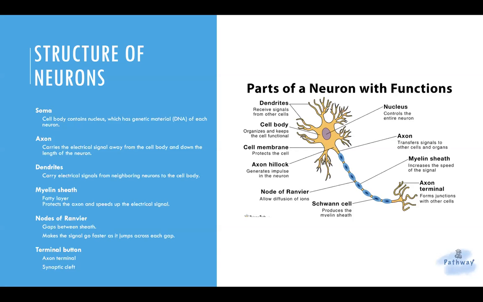The sheath has gaps called nodes of Ranvier, which make the signal go even faster as it jumps across each gap. At the end of the axon are terminal buttons, or what we also call axon terminals, which communicate with the next neuron in the chain across a gap called the synaptic cleft.